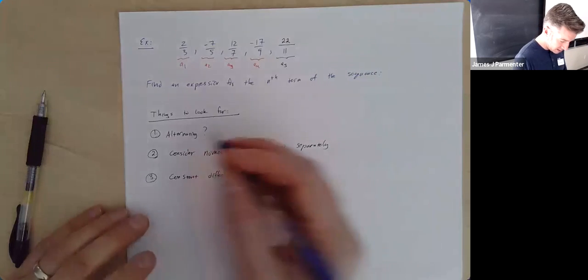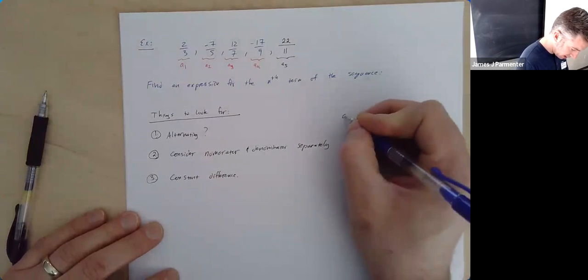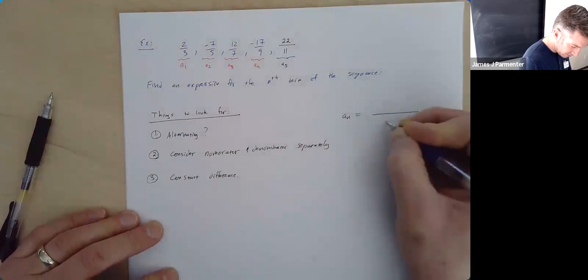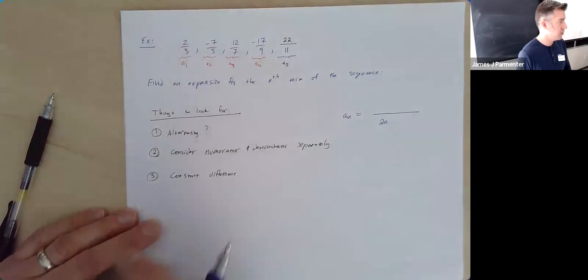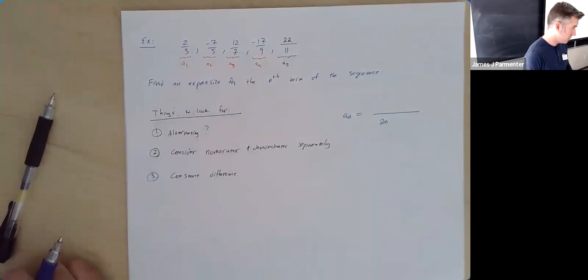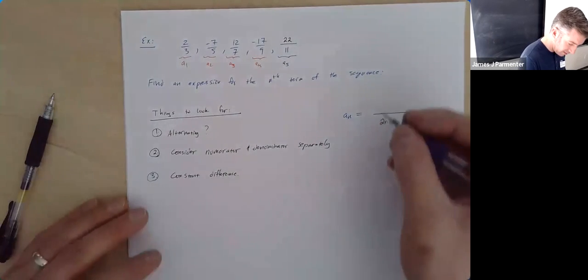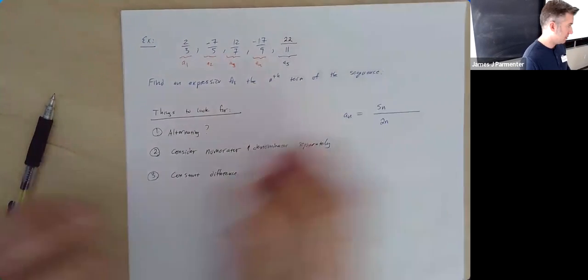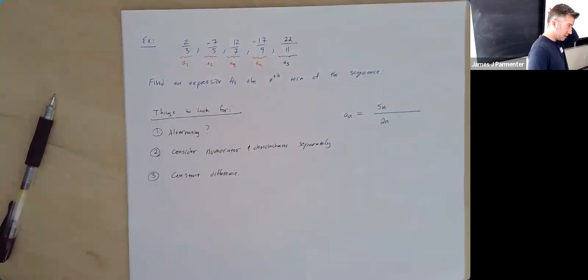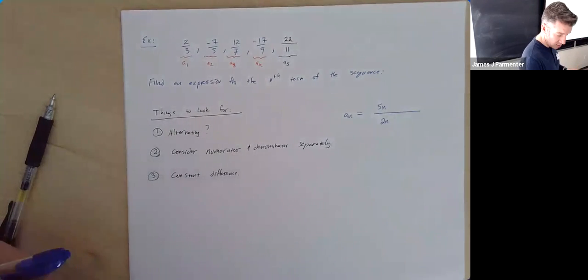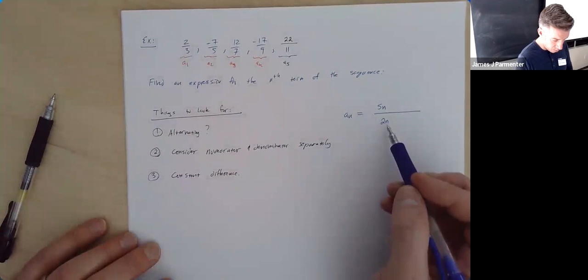So I know that for this sequence here, my a_n, I'm going to have a 2n plus or minus something on the bottom. And I'm going to have a 5n plus or minus something on the top because both of those are constant differences. I'm ignoring the negative signs so I know how to deal with the alternating part. And actually for this one, that's all we really need to do. So here, now we have to figure out what the difference is.